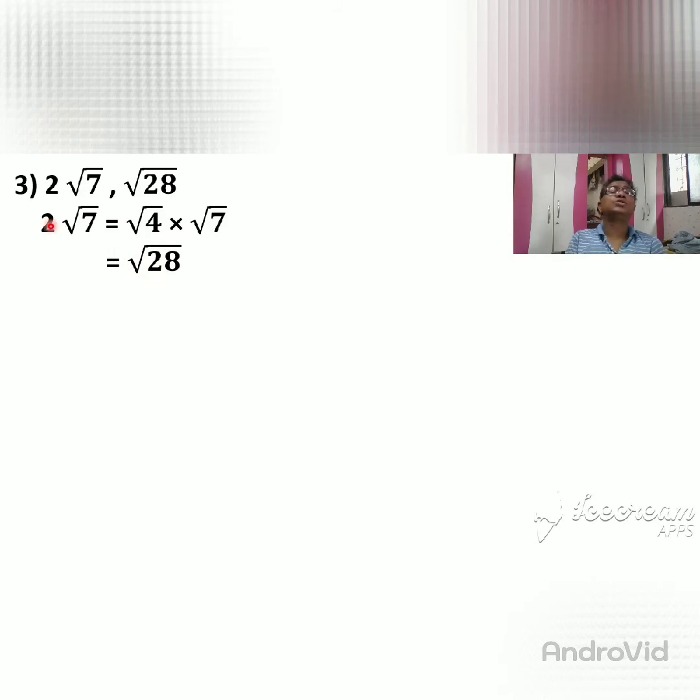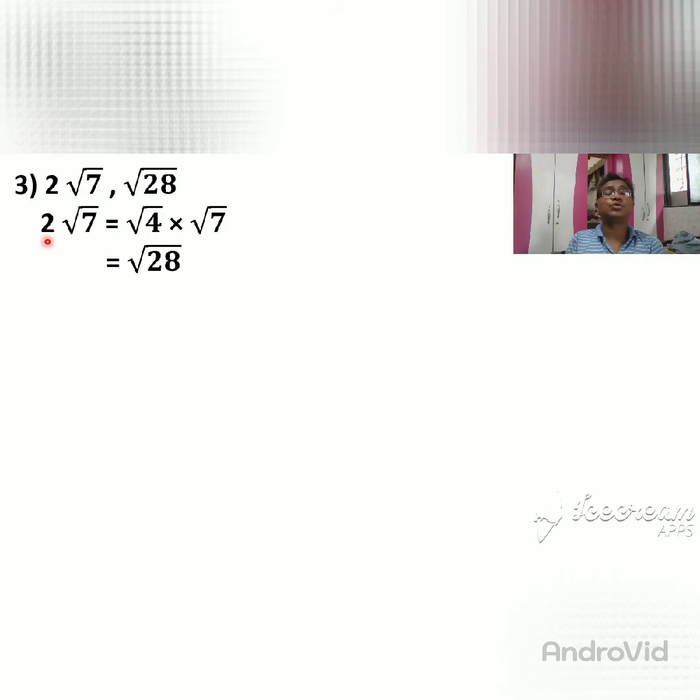See, 2 root 7 simplifying, you get root 28, and this is compared with root 28. So both are the same. 2 root 7 is equal to root 28, and you want to compare it with root 28. Who is greater and who is smaller? Both are the same, because the 2 root 7 answer is root 28. How is it root 28?